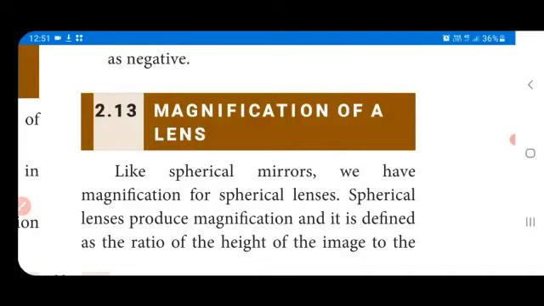In this video class, we are going to learn the topic magnification of a lens, lens maker's formula, power of a lens and difference between convex and concave lens.